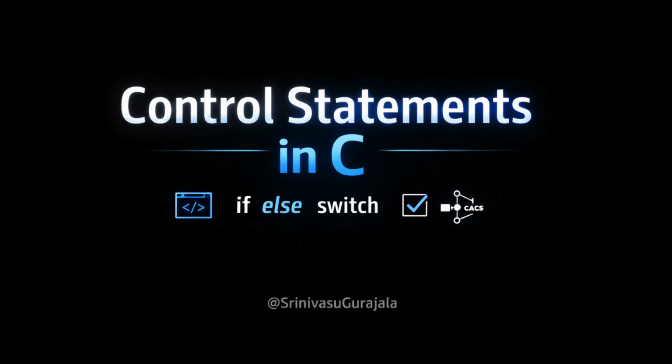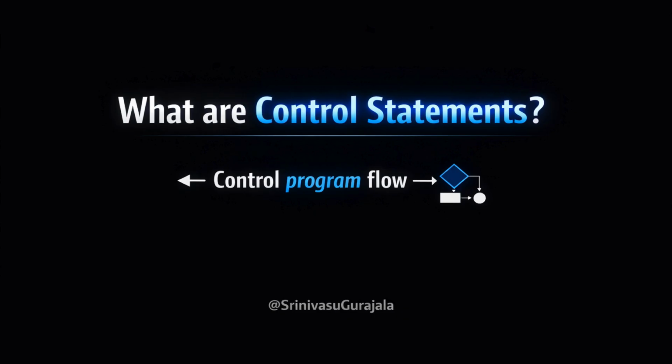In this video, we are going to learn control statements in C, in a very simple way. Control statements are used to control the flow of a program. They help us make decisions and execute code based on conditions.